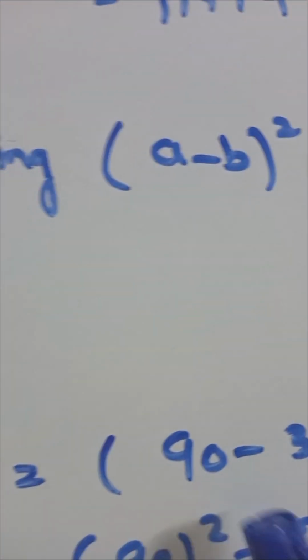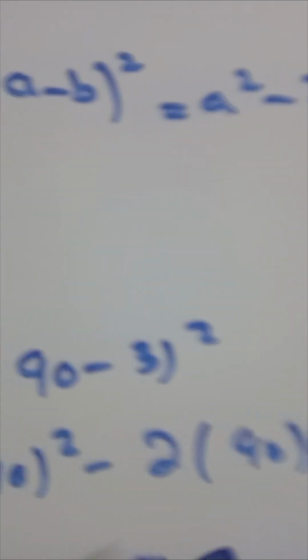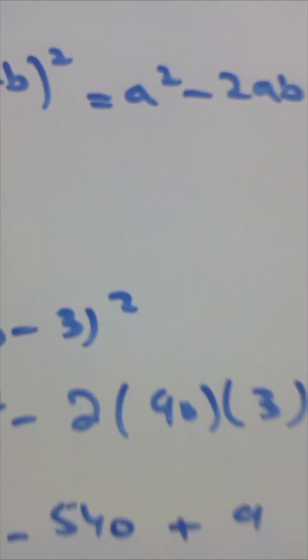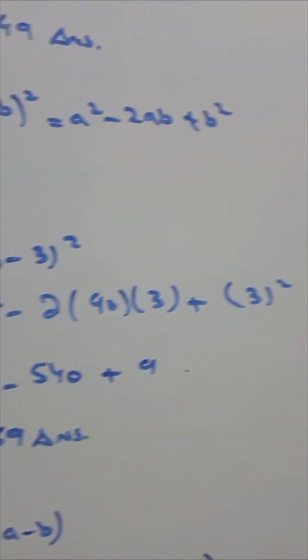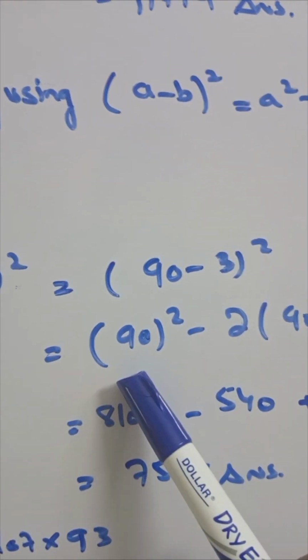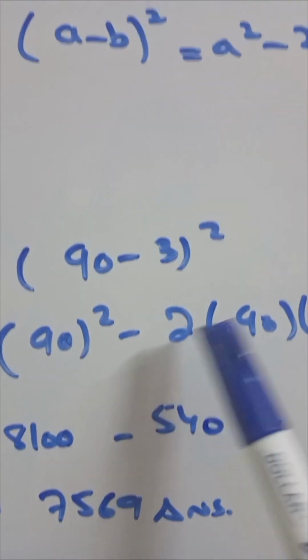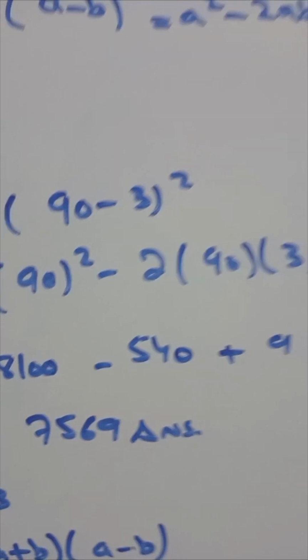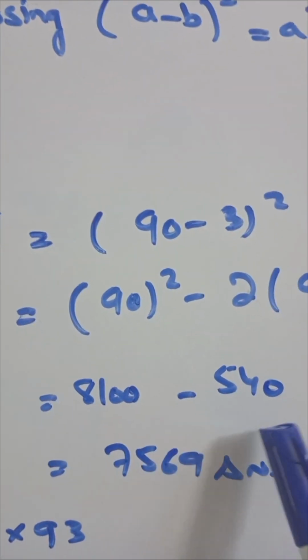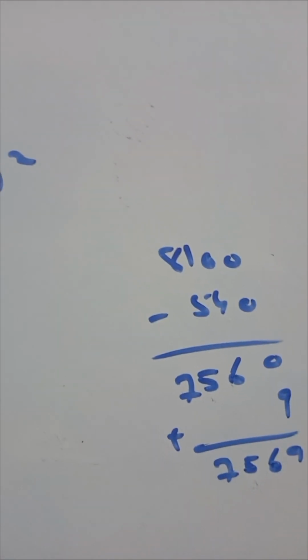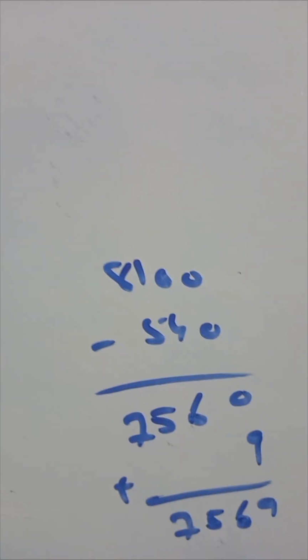What is a here? First term, 90 whole square. What is b here? 3 whole square. And what is the formula? 2ab: 2a means 90, b means 3. You got it? Now solve it. 90 square means 90 multiplied by 90, 8100. 3 square means 3 into 3, 9. Now multiply it: 3 2s are 6, 6 times 9 are 54, 540. Now solve 8100 minus 540. What is the answer? 7560. You can do it by yourself. Plus 9, the answer is 7569.